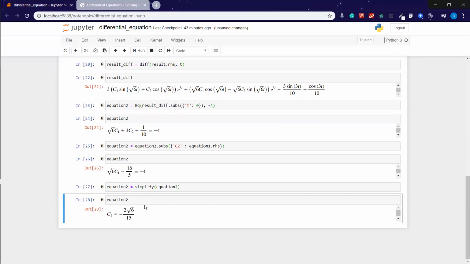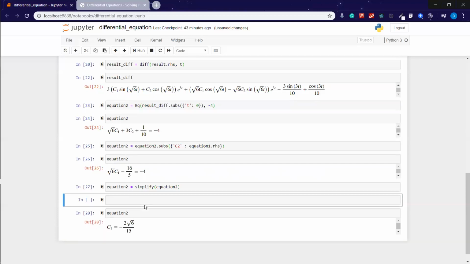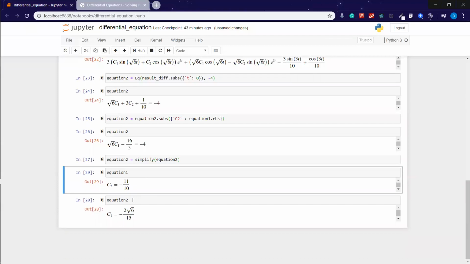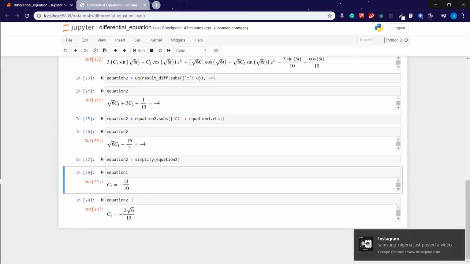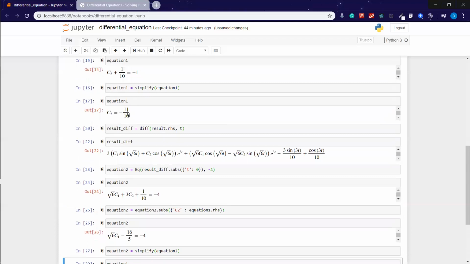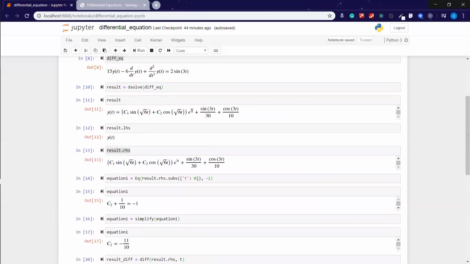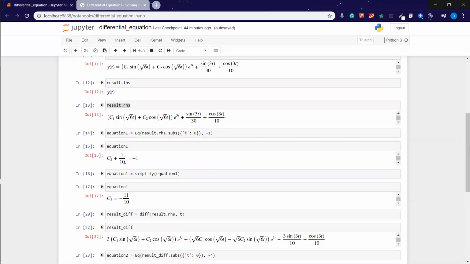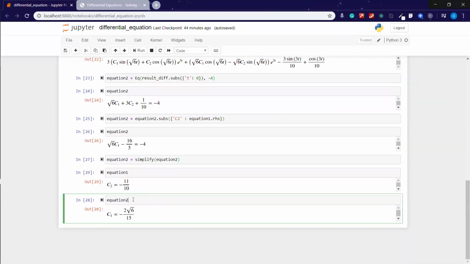Okay, so let me just display equation 1 above it. All right, so we have our differential equation. We have a value for C1 and we have a value for C2. Now what we need to do is to substitute these constants C1 and C2 into the actual results that we obtained, that's into results.RHS. So let's do that.